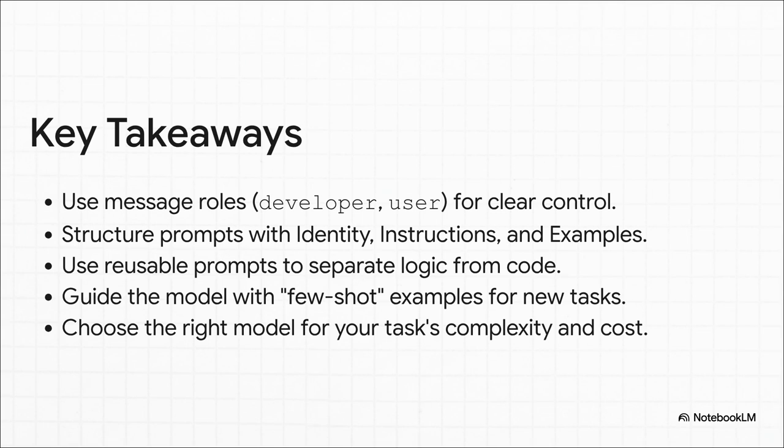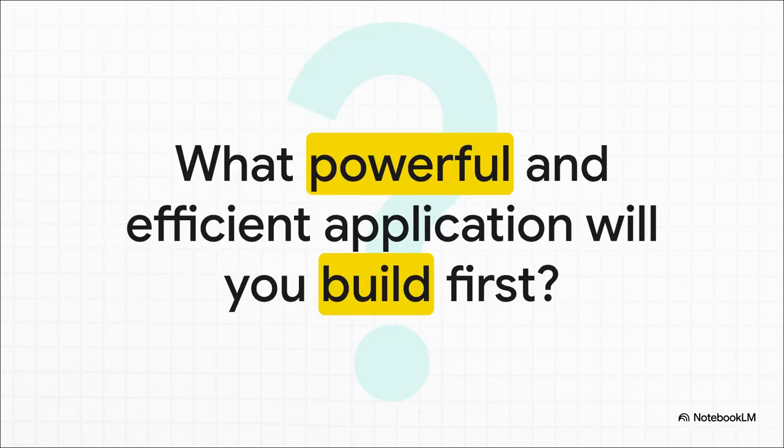When you use message roles for control, structure your prompts with those clear sections, use templates to stay efficient, and guide the model with a few good examples, you gain a ridiculous amount of power. You're not just hoping for good results anymore, you are engineering reliable, consistent, high-quality output every time. We've just walked through the entire foundational toolkit of a prompt engineer, turning what can be confusing documentation into a really practical set of skills. So I guess the only question left is, now that you have the tools, what are you going to build first?